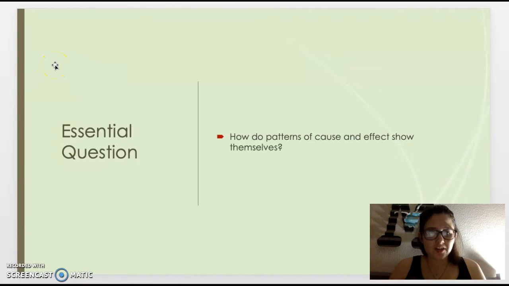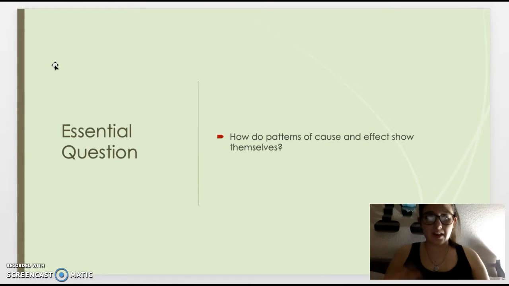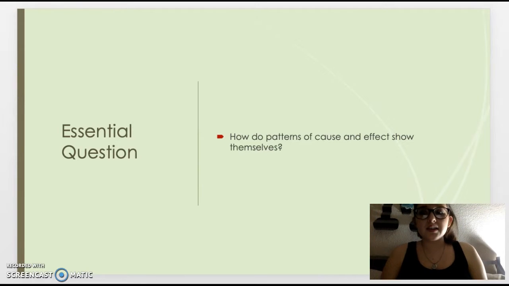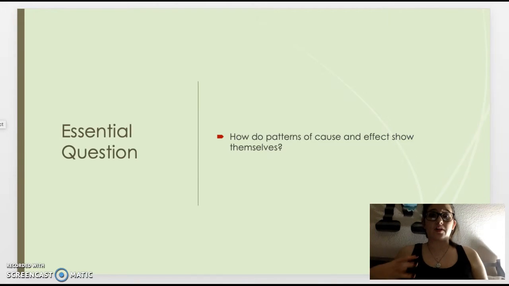Our essential question for our lesson today is how do patterns of cause and effect show themselves, and how is it important in history, and how can we follow the timeline and how it has influenced today, and how big of an impact it has. So in order to answer this question, we need to understand what cause and effect are, what they are individually, and how they work together.